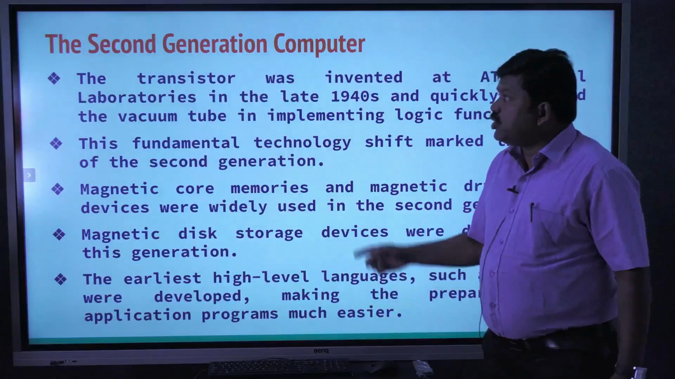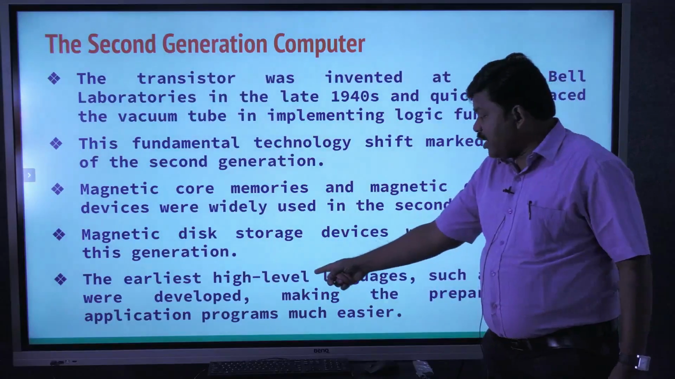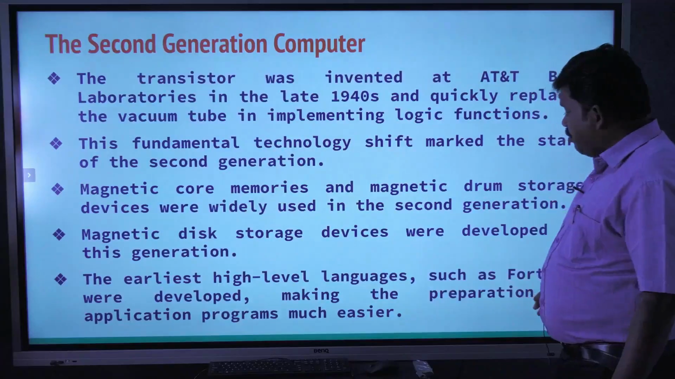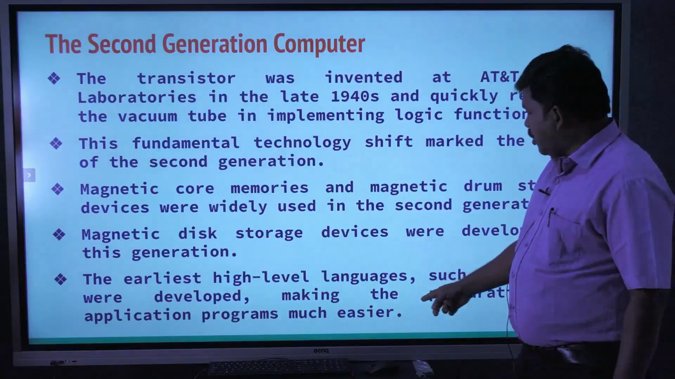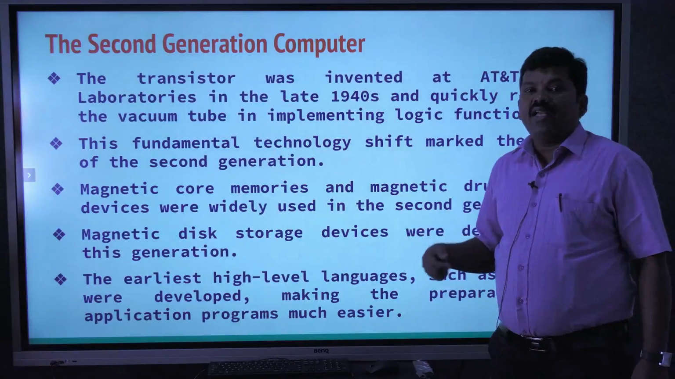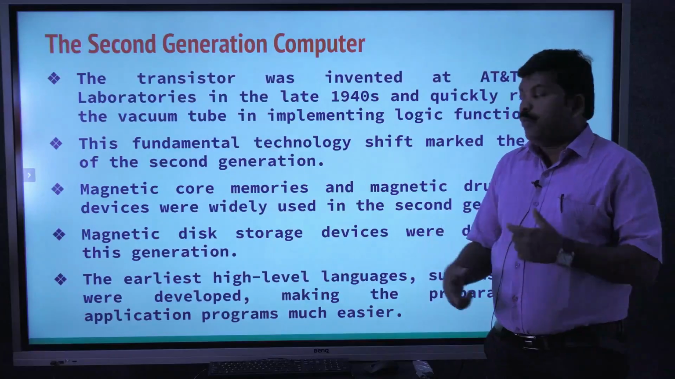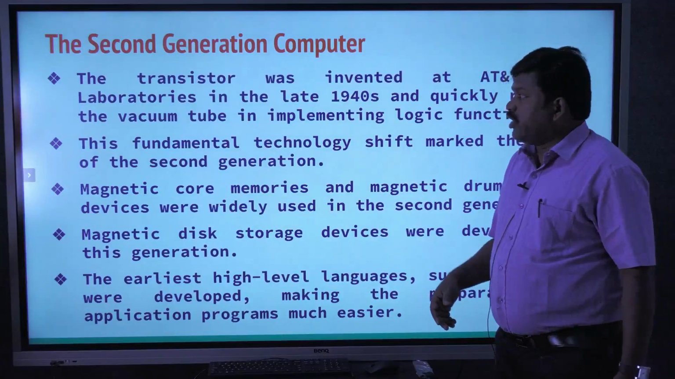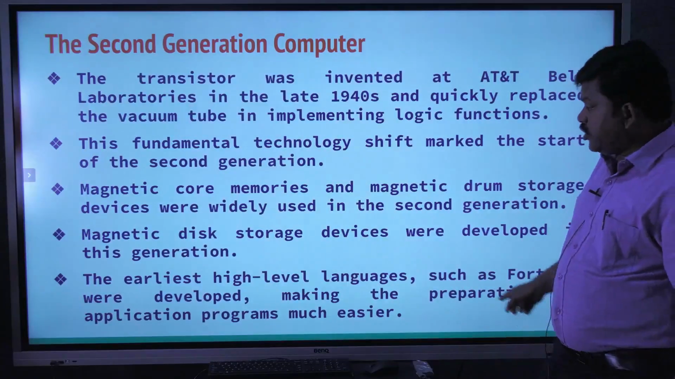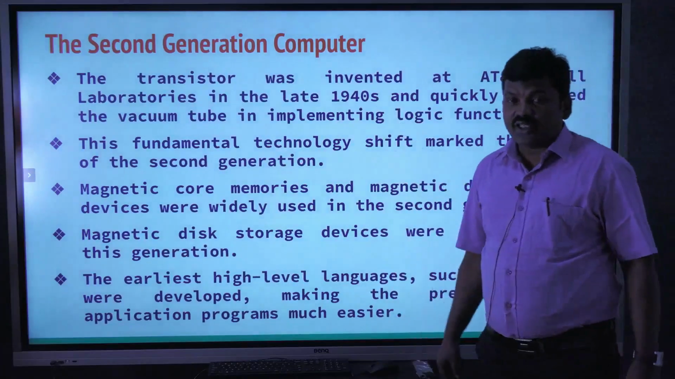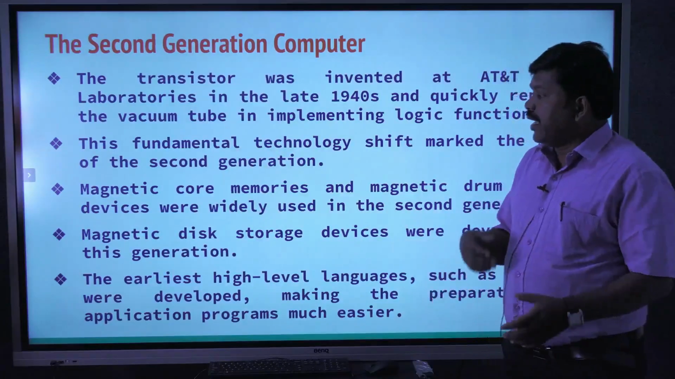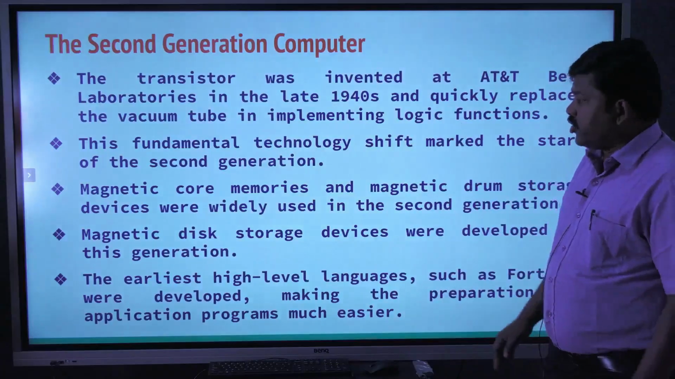And what is the language used in second generation computers? The earliest high-level languages such as Fortran were developed, making the preparation of application programs much easier. Fortran is the first high-level programming language compared to assembly language programs. It lets programmers write productive programs, and they executed these programs on second generation computers.